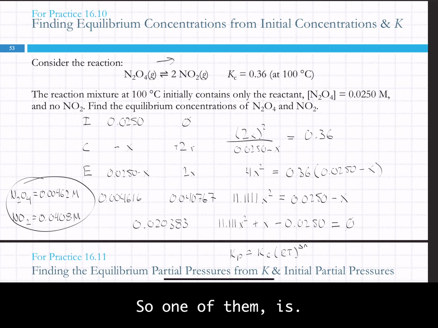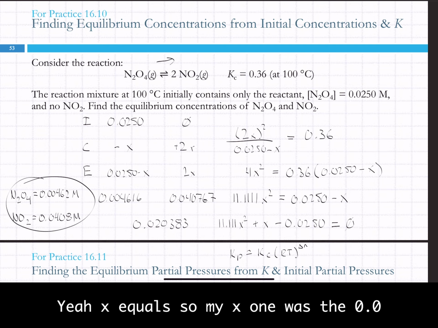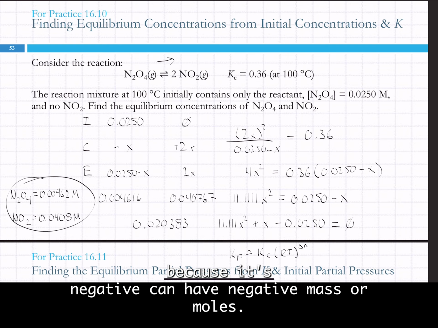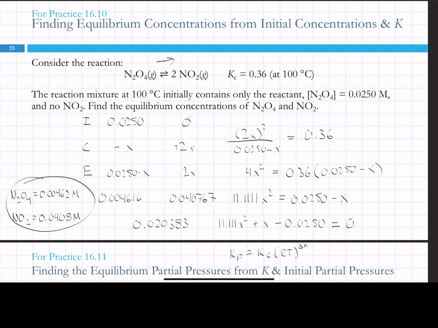Still in my calculator. So one of them is, X equals. So my X1 was 0.020385. X2 was negative 0.110384. And I knew it had to be this one because it's negative. It can't have negative mass or moles.